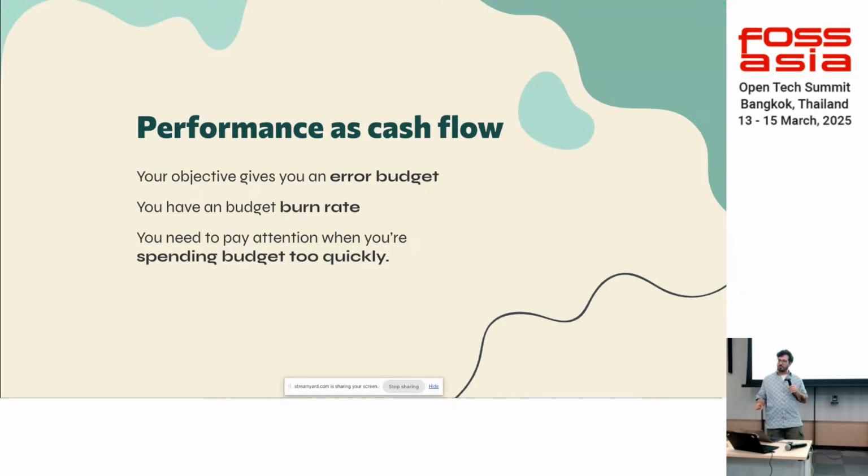When you're spending your budget too quickly, you need to pay attention. If you're spending your budget and you'll still be ahead of your objective by the end of your period, there's no reason to be alerted. You do your system maintenance as a normal part of your workday.